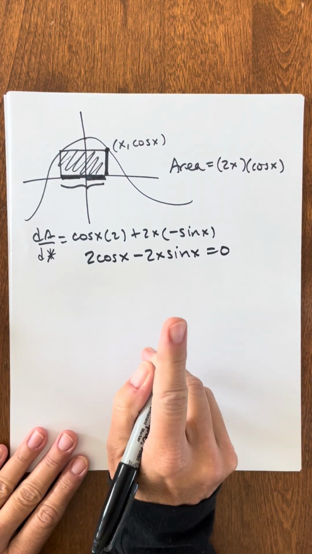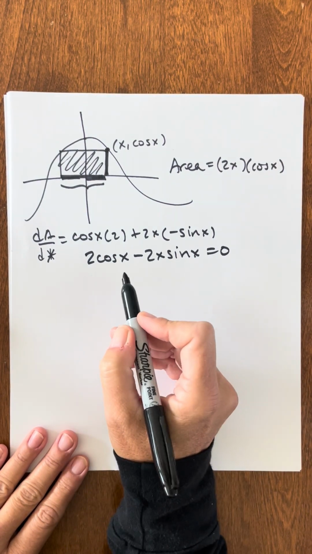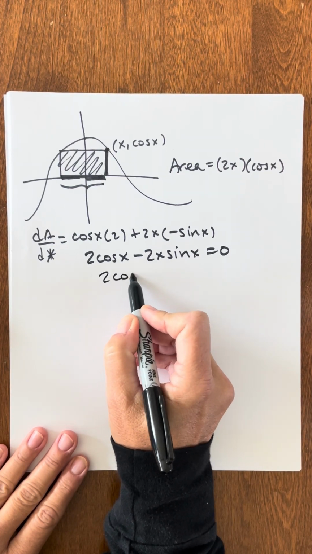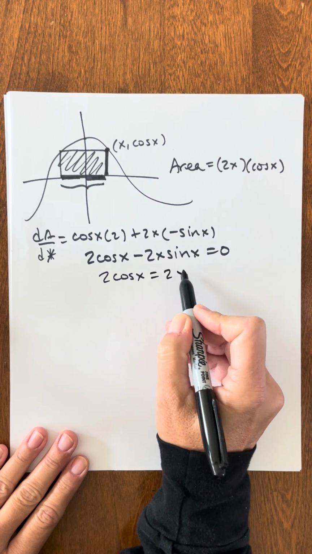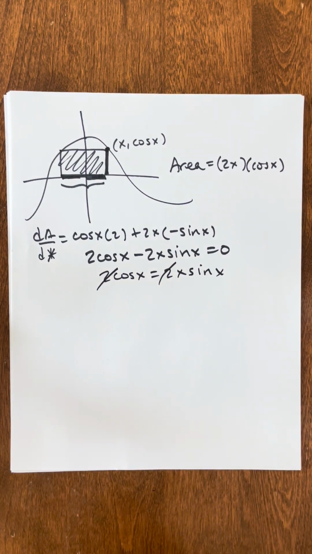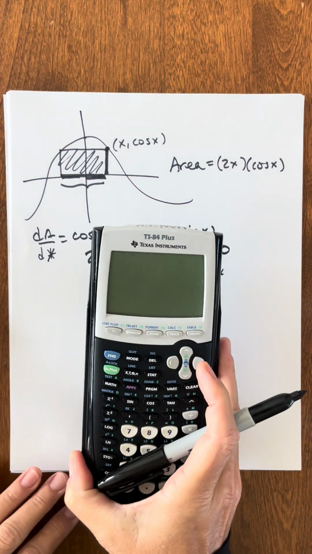You can do this two different ways, and I want to show you on your calculator. Hopefully you can see that if you want to set 2 cosine x equal to 2x sine x, you can't actually solve this by hand. So this is where we're going to get out our calculator.